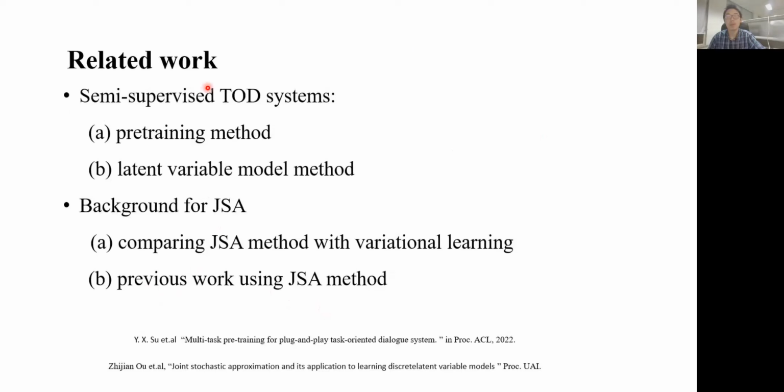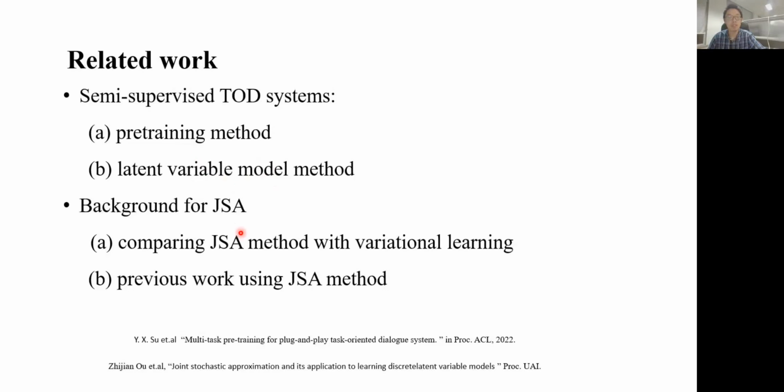Related work. There is increasing interest in developing semi-supervised TOD systems, which aim to leverage both labeled and unlabeled data. Roughly speaking, there are two broad classes of semi-supervised learning methods, the pre-training methods and the latent variable model methods. Pre-training methods have been shown to improve the performance of language models, while latent variable models use extra posterior knowledge to help infer labels and achieve great performance. We show that pre-training can be successfully combined with our JSA method.